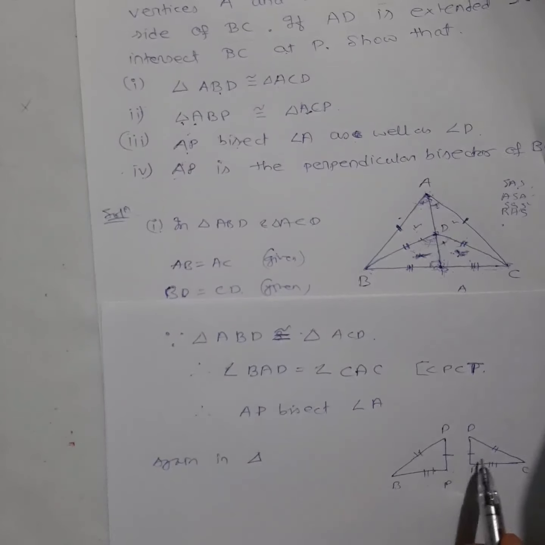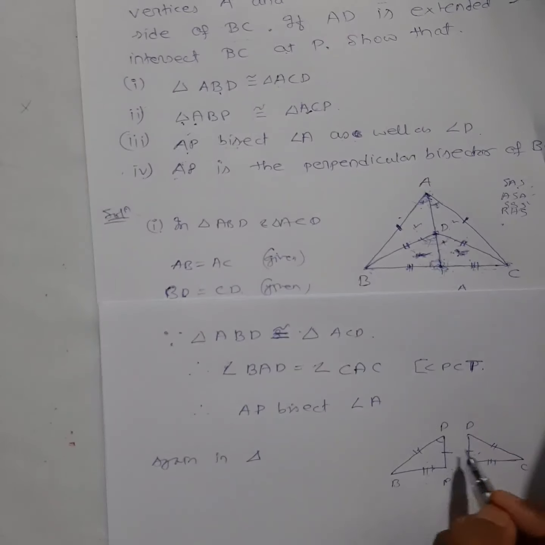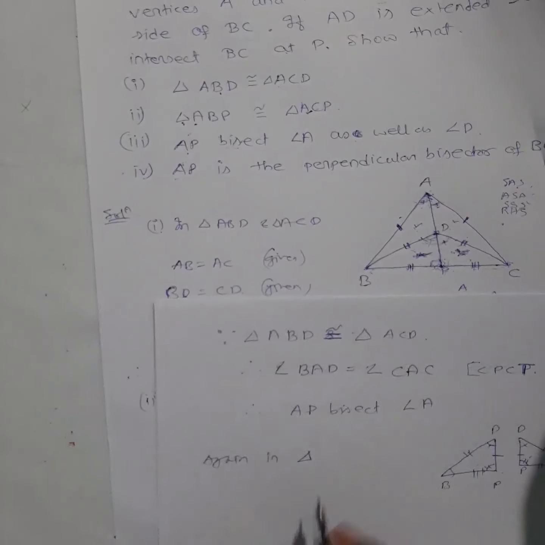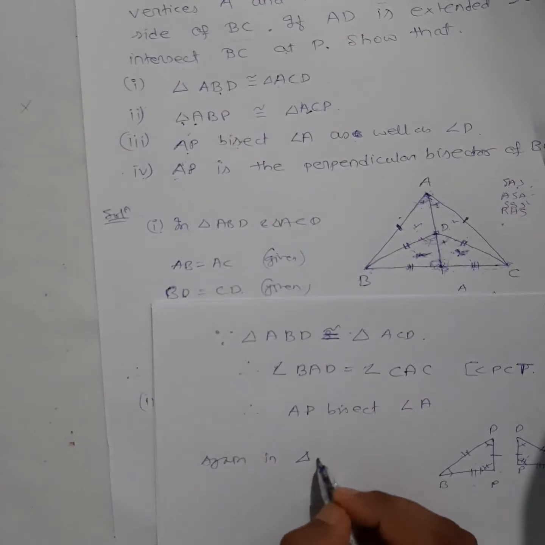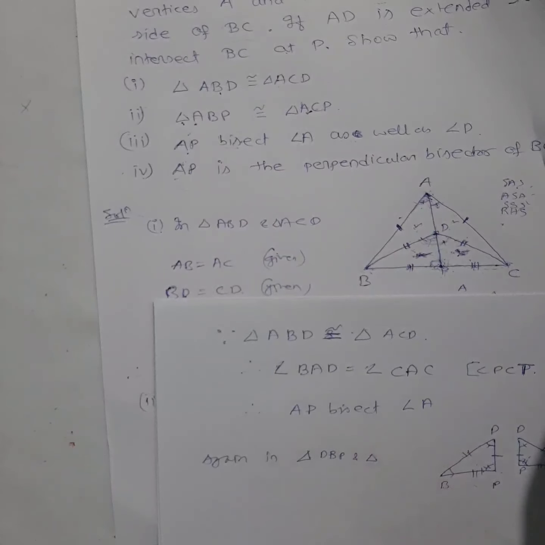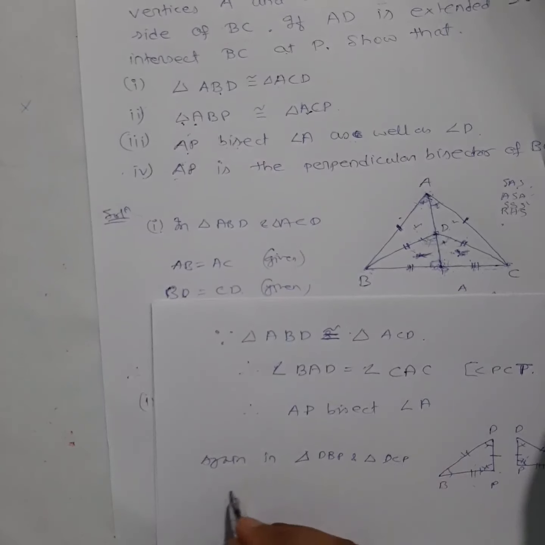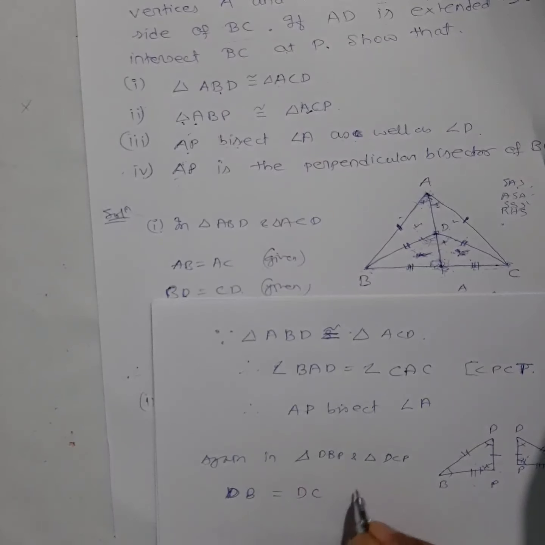Okay, from that, since these two triangles will be congruent, we can say this angle and this angle equal. Even this angle will be equal, even this angle will be equal. Okay, so from this, in triangle DBP and triangle DCP, what can I write? DB is equal to DC.